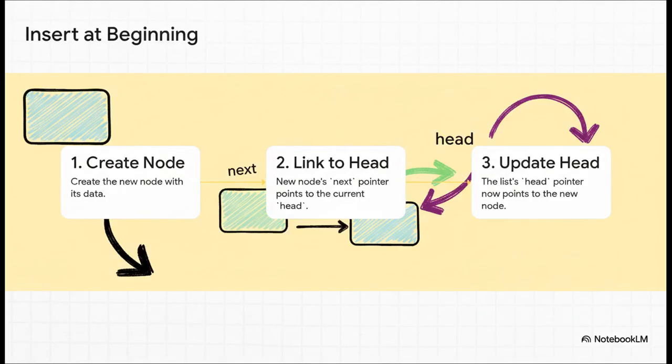So what about adding new stuff? Well, this is where linked lists really shine. Inserting a new node right at the beginning is crazy fast. You just create your new node, you tell its next pointer to point to the old head of the list, and then you update the main head pointer to point to your new node. Done. It's a super quick three-step shuffle.